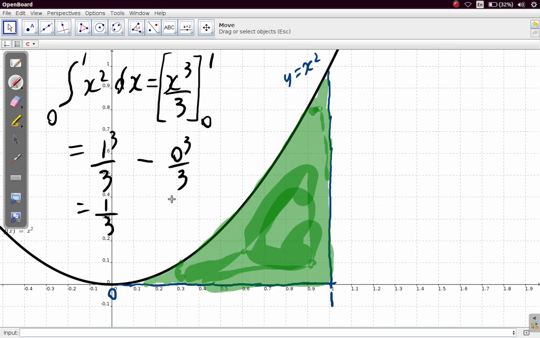Now, what we're going to do is make a little adjustment, but we're going to do that in the next video and then find another area.